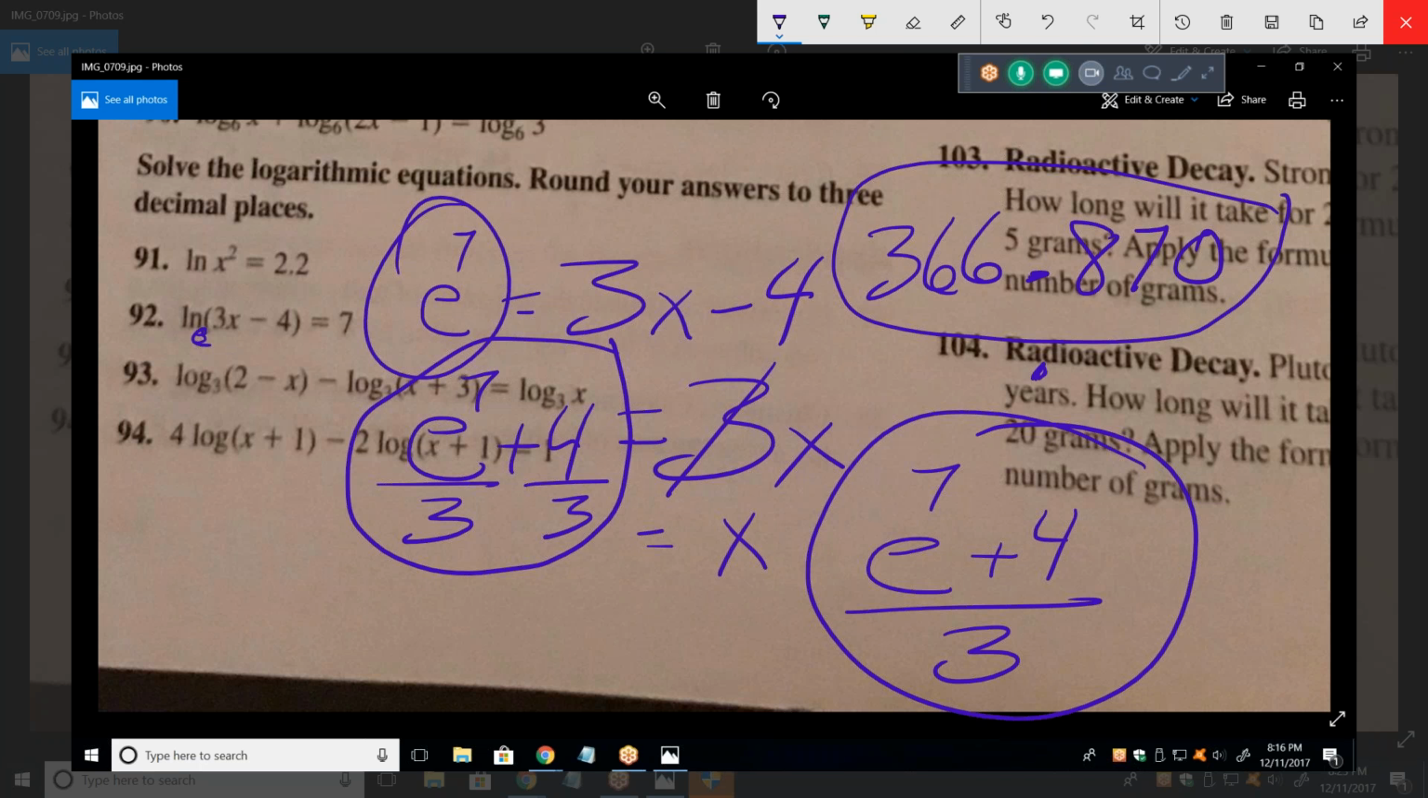So e to the 7th plus 4 divided by 3. Make sure you divide that entire thing by 3. Right, you need parentheses around that. I'm still getting the 3 decimal places. Check your settings again. Make sure that it still says 5. Yeah, it keeps changing. I'll bet it still says 3. It does. Don't know why.